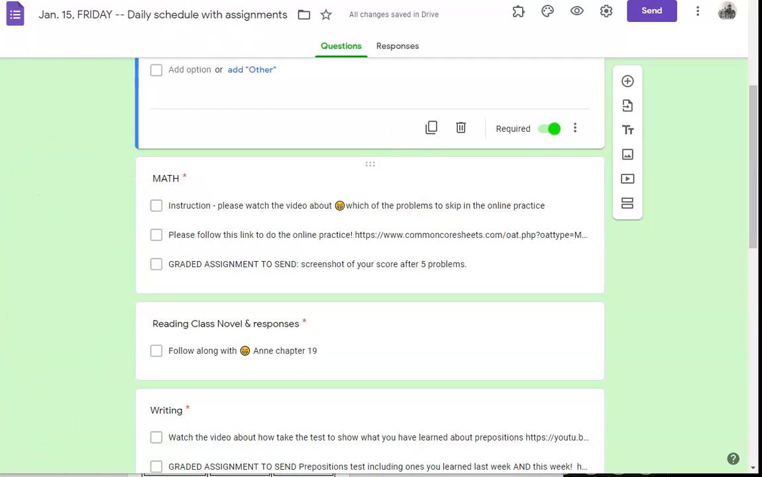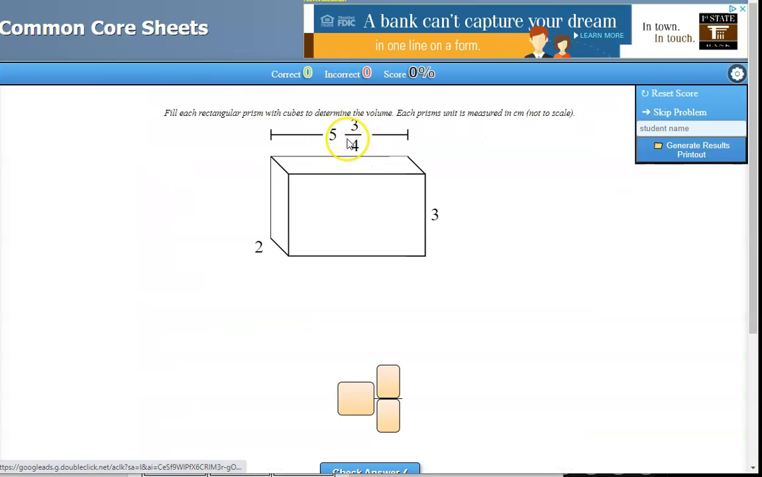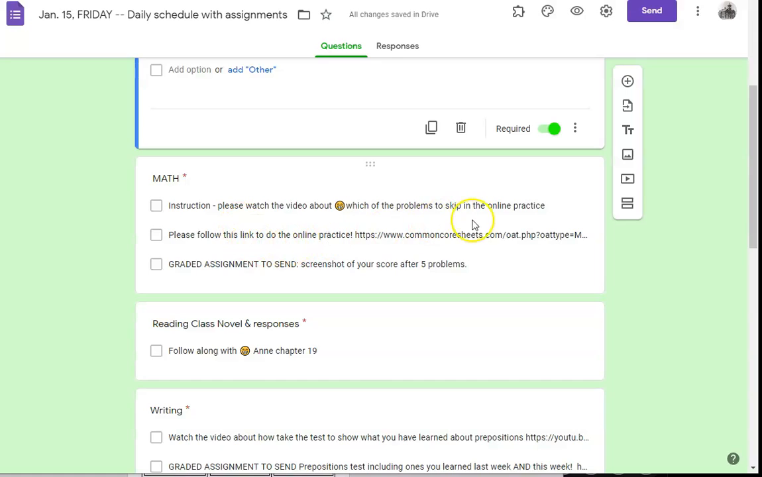But as you saw, most of the problems that it was giving me had 2s or 5s or 4s in the denominator. Those you may not skip. You need to do 5 problems. Send me a screenshot of your score after 5 problems. That is your assignment for today.